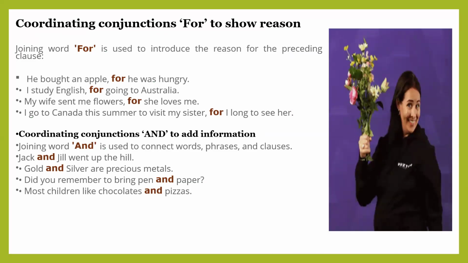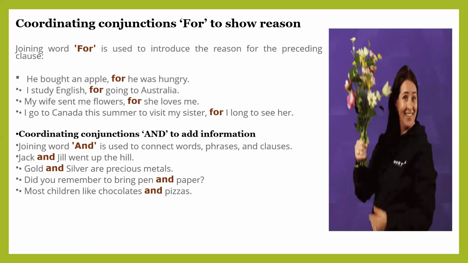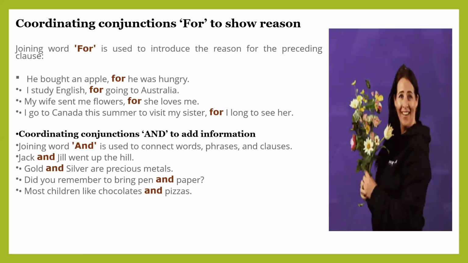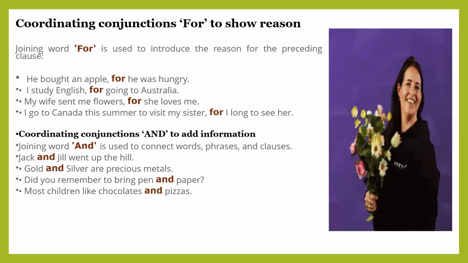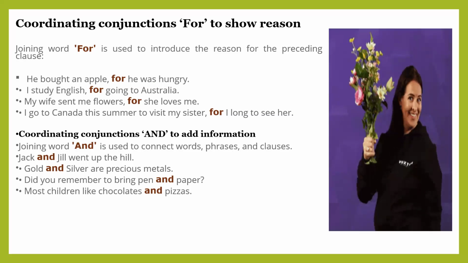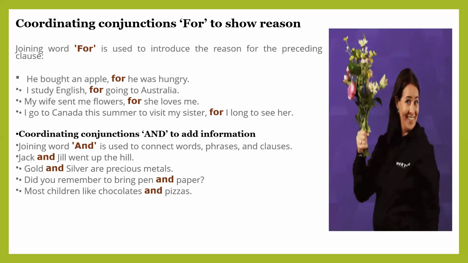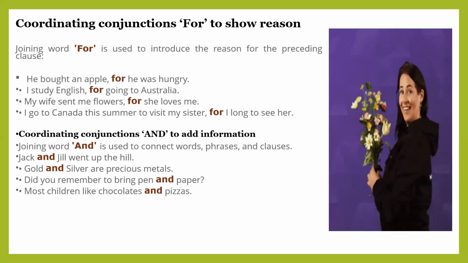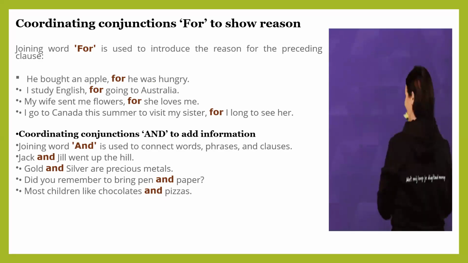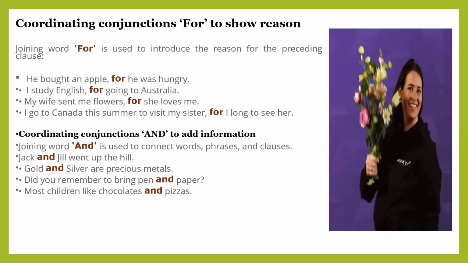Coordinative conjunction for, to show reason. The joining word for is used to introduce the reason for the preceding clause. So examples are given here. For example, I bought an apple for he was hungry. I study English for going to Australia. My wife sent me flowers for she loves me. I go to Canada this summer to visit my sister for I long to see her.